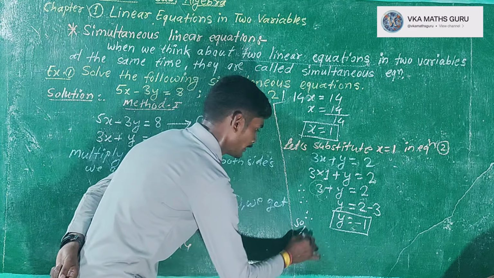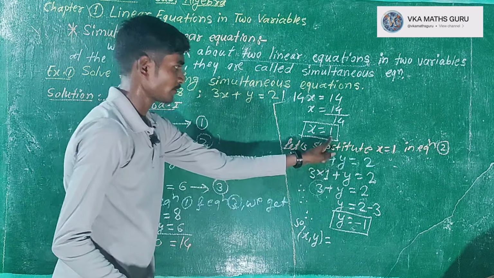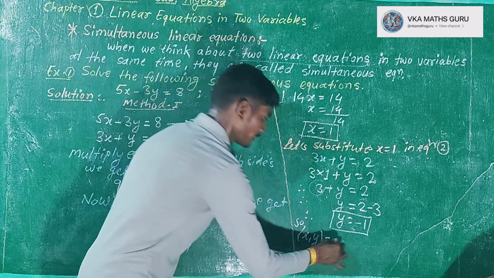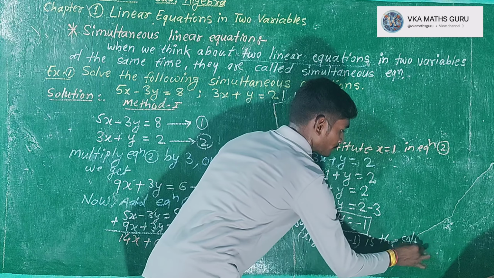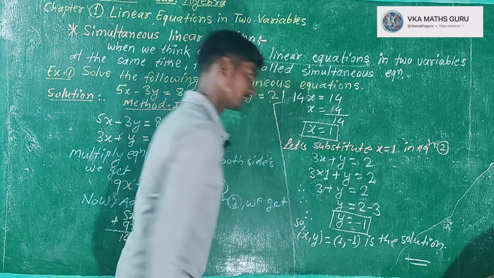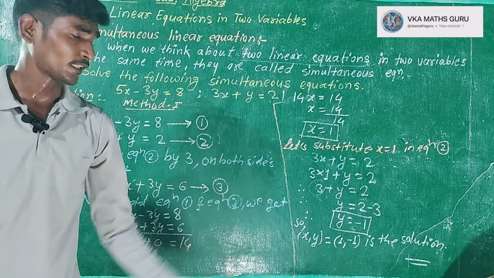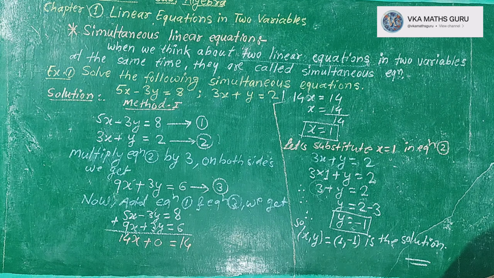So we can write x y is equal to, x value is 1 in bracket, and y value is minus 1, is the solution. This is the first method. Also there is another method. We will also discuss the other method.